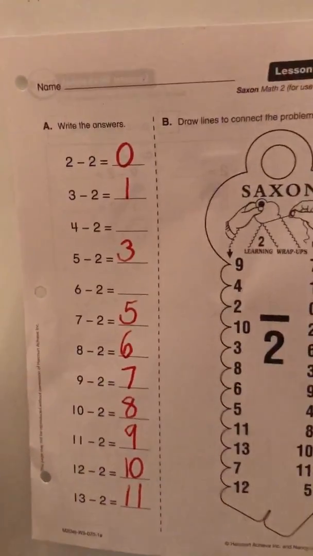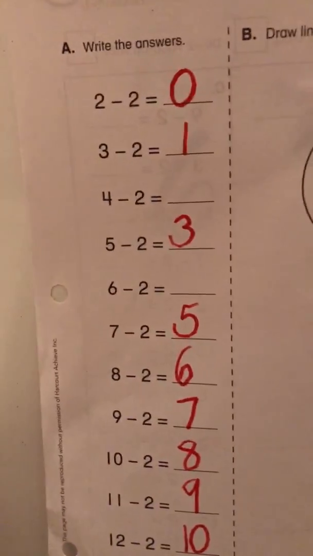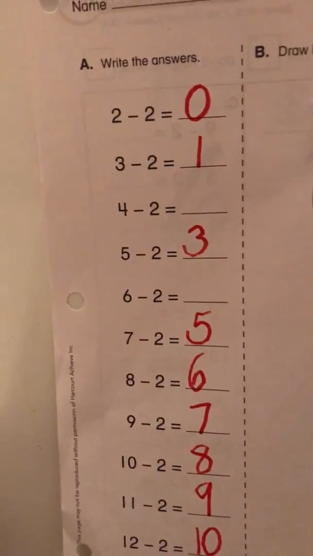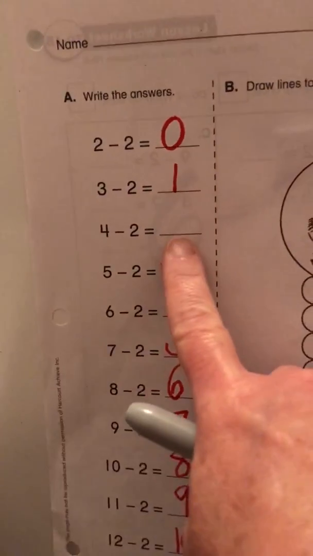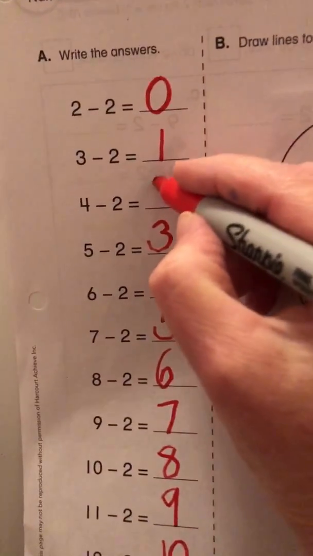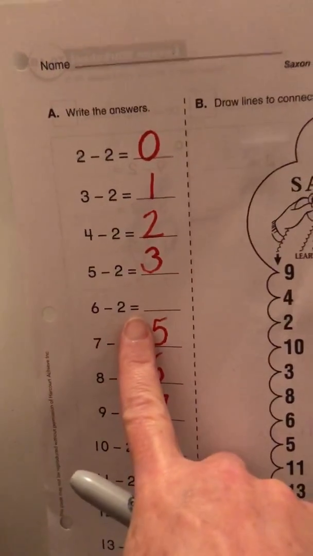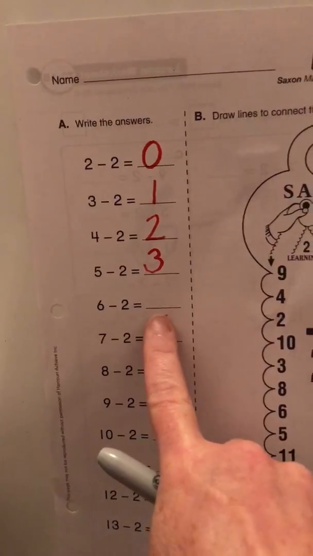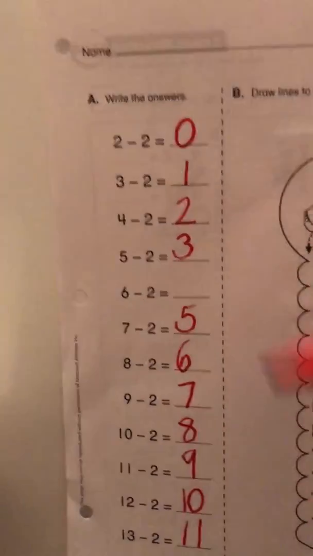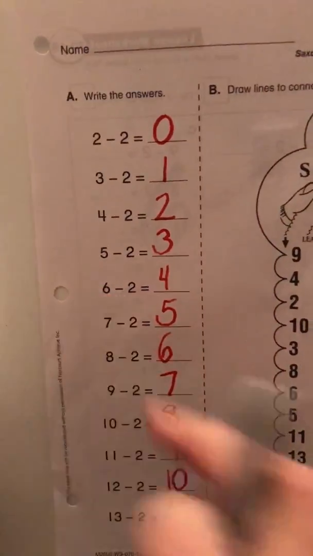Okay, we have just a couple more here. 4 minus 2. Oh, guys, that's an easy one, isn't it? That's your double. You guys know that 2 plus 2 equals 4. So if you have 4 and you take 2 away, what does it equal? 2. And one last one here. 6 minus 2 equals 4, because 4 plus 2 equals 6.